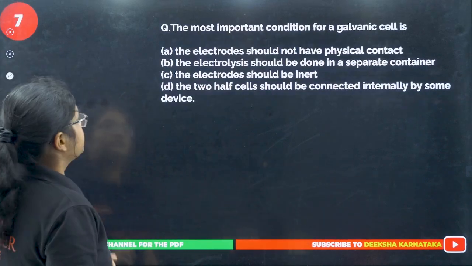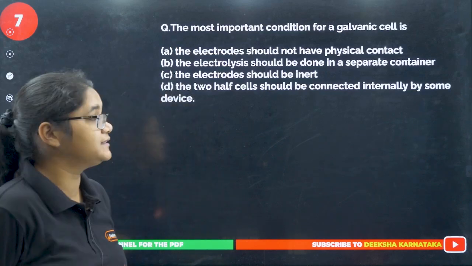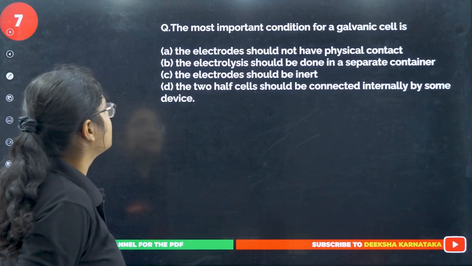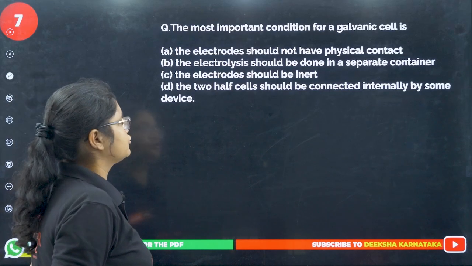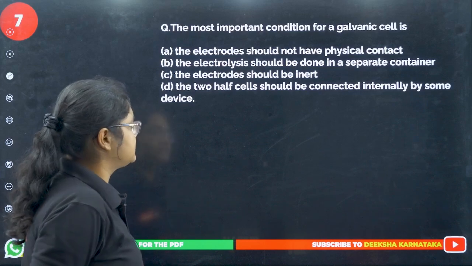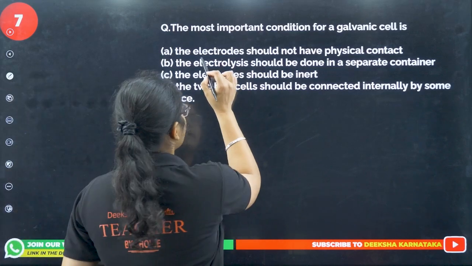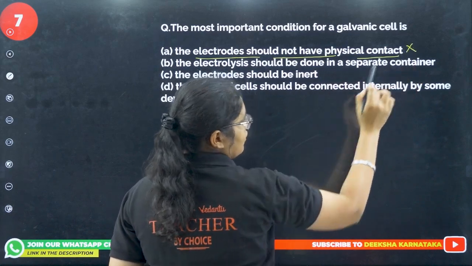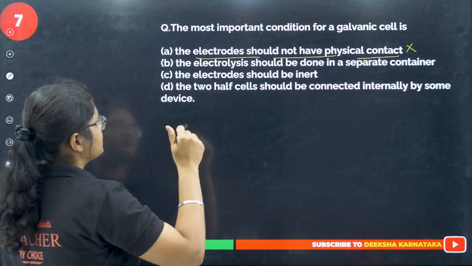Moving to the next question. The most important condition for the galvanic cell is: the electrodes should not have physical contact; the electrolysis should be done in a separate container; the electrode should be inert; the two half cells should be connected internally by some device. So the electrodes should not have physical contact? No, we can have physical contact. The electrodes are in physical contact with the electrolytes. So that is not it.